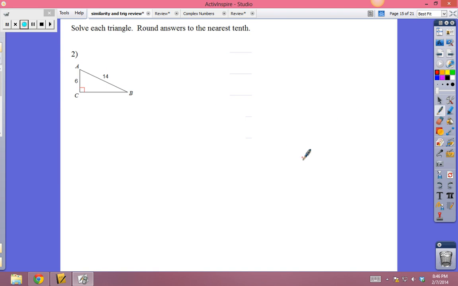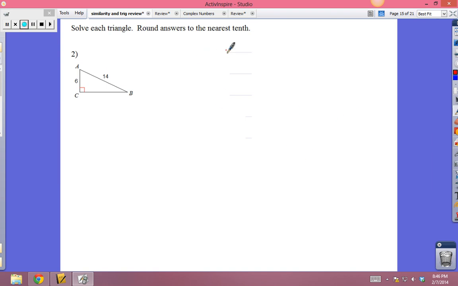Okay, this one, I need to find angle A, angle B, angle C, side A, side B, side C. But now they have given me side B is 6, side C is 14, and I know angle C is 90 degrees.